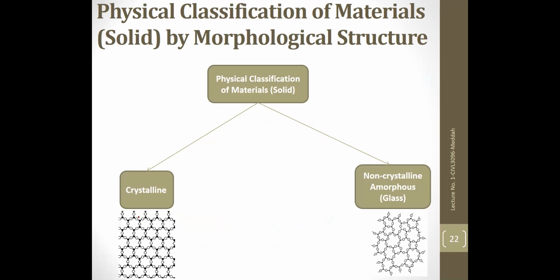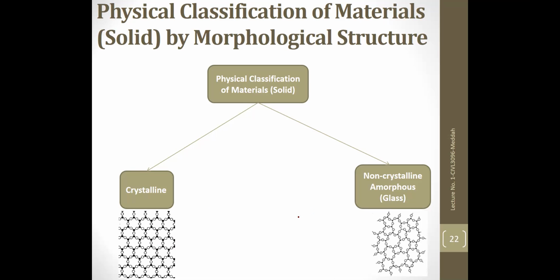Now also for the physical classification of solid materials, we have seen solid, liquid, gas, and plasma. So this is in terms of the physical state of the material, but we also have classifications based on the morphological structure, whether this structure is crystalline or a non-crystalline structure.